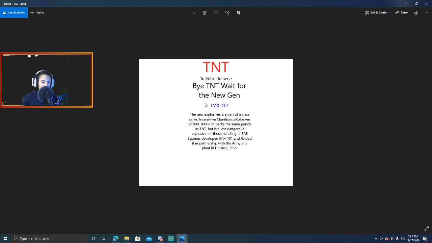Buy TNT. Wait for the new generation. IMX 101. The new explosives are a part of a class called Insensitive Munitions Explosives, or IMX. IMX 101 packs the same punch as TNT, but it is less dangerous for those handling it. BAE Systems developed the IMX 101 and fielded it in partnership with the Army at Holston Army Ammunition Plant, Tennessee. Okay, so essentially the IMX 101 is safer, but it has the same punch.